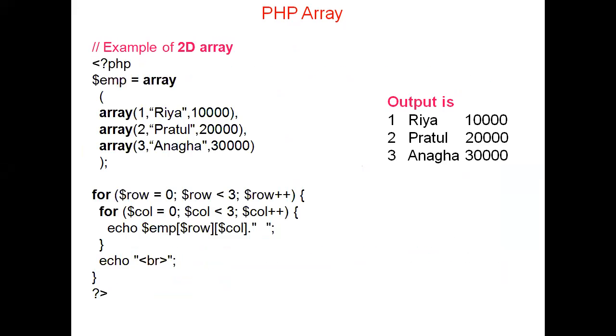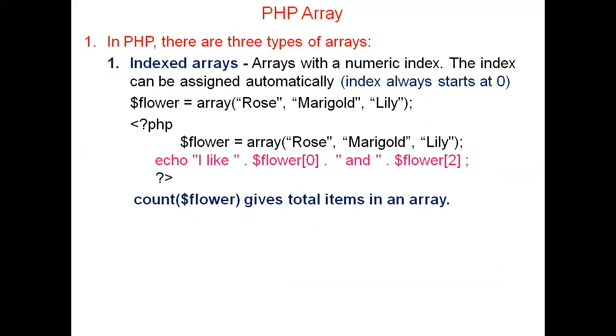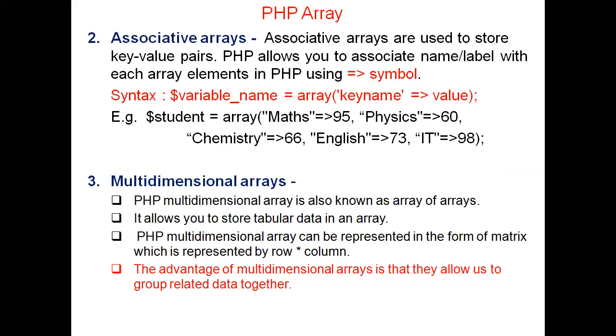So there are 3 types of array. First is the index array. Please try to understand the concept of array, because if you get a note on array, you can write all these things. This is the simplest one, with a numeric index. Then the associative array, which is used to store key-value pairs. Then the multi-dimensional array, that is the 2D array.